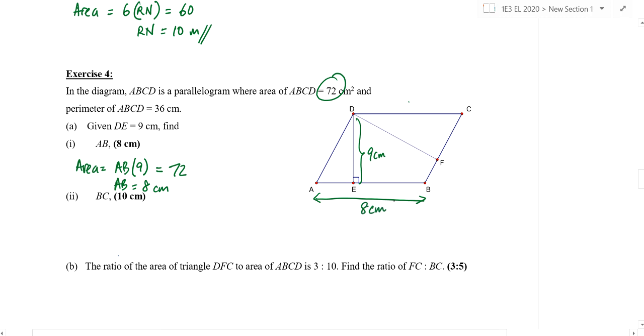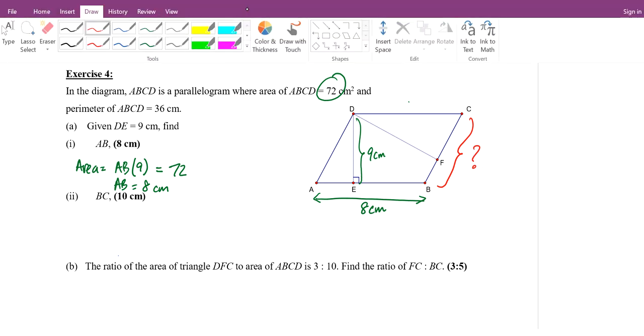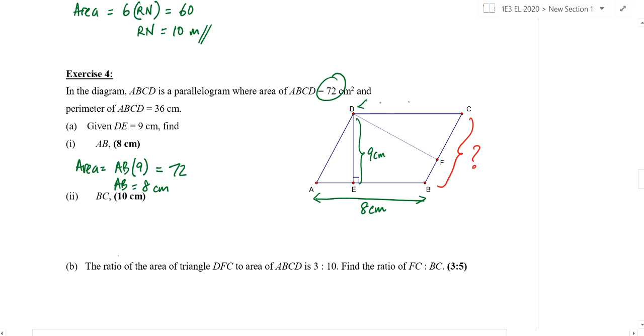Next, we are supposed to find BC. Let's change the color. Take note that since this is a parallelogram, our length of DC is also 8 centimeters. Now we're going to make use of the next piece of information. Perimeter is 36 centimeters. Therefore, to find BC, it is going to be half of 36 minus 8 minus 8.